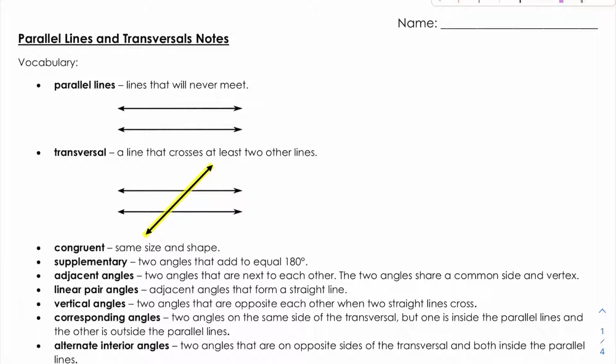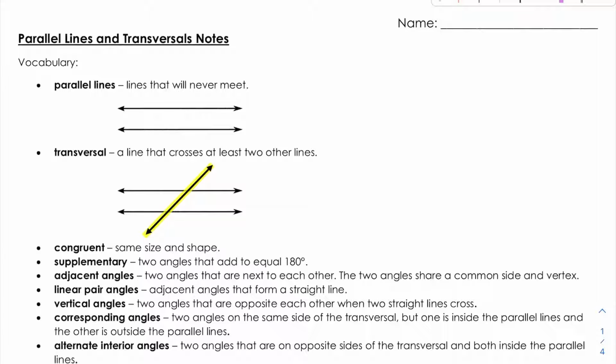In this lesson, we are going to talk about parallel lines and transversals. Let's talk about some vocabulary first. First, parallel lines are lines that will never meet. A transversal is a line that crosses at least two other lines. You can see an example of that in yellow.